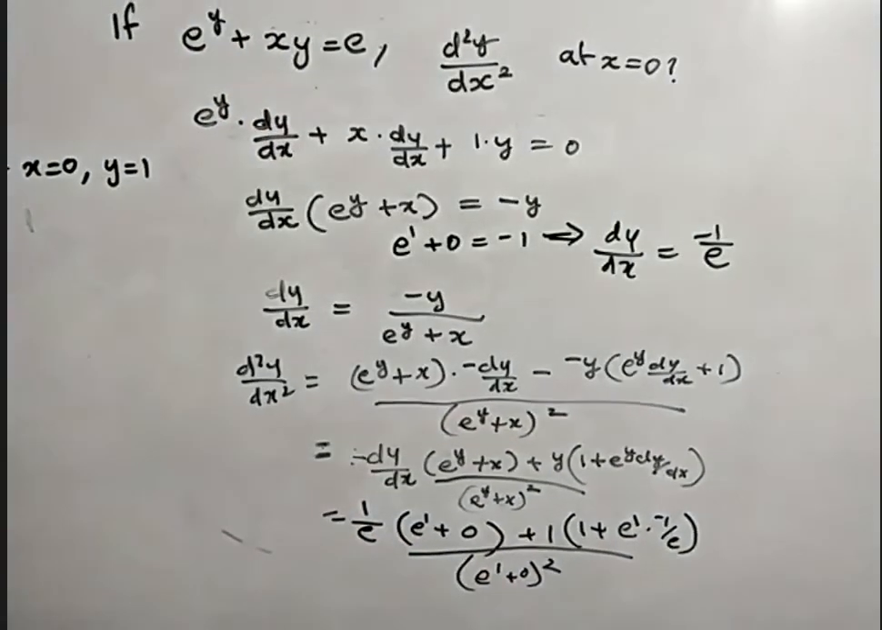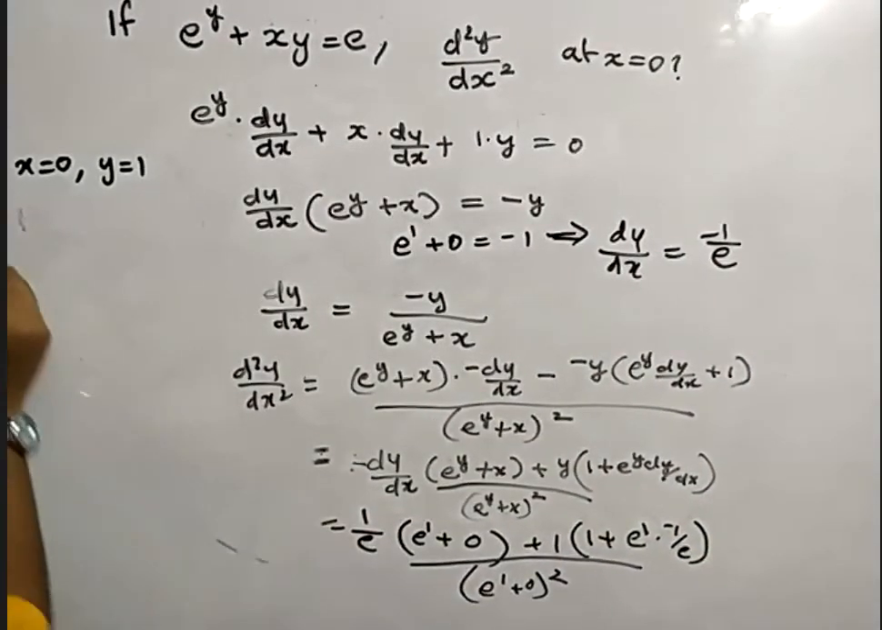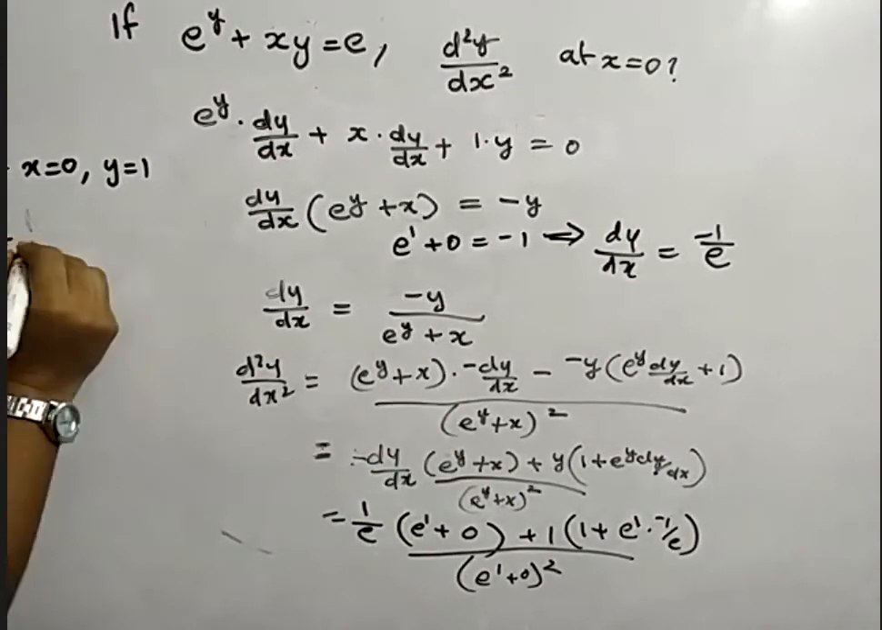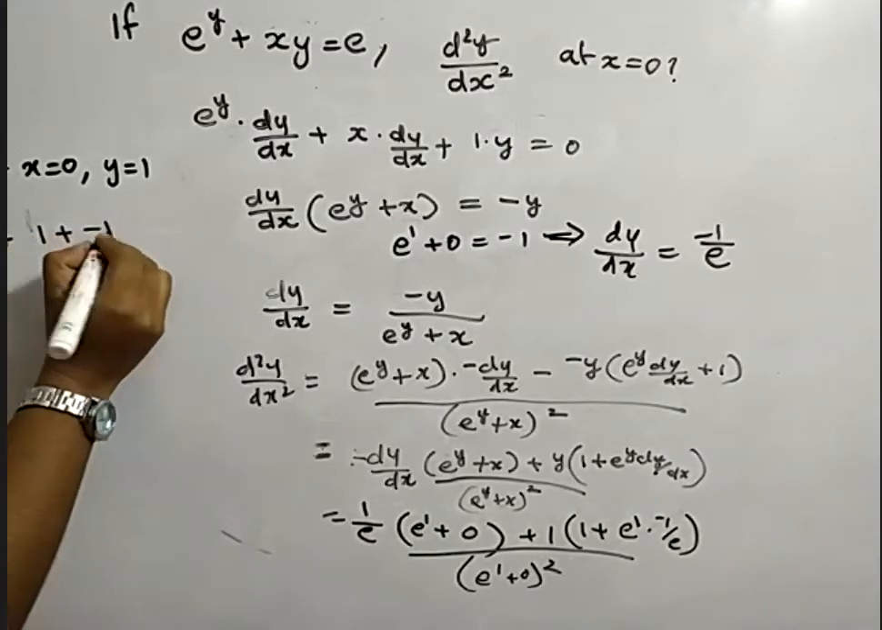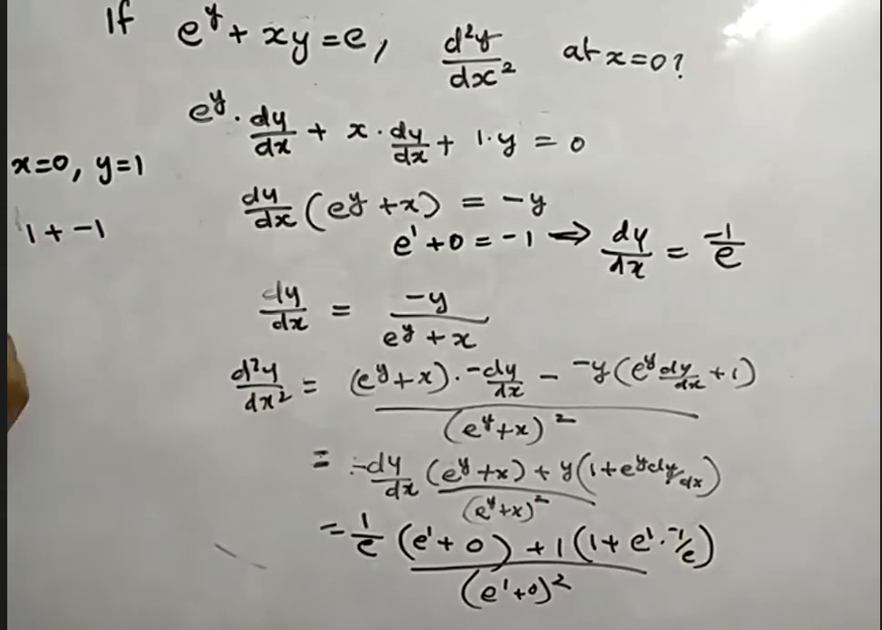Here you will get 1 by e into e plus 1 plus minus 1, divided by e square.